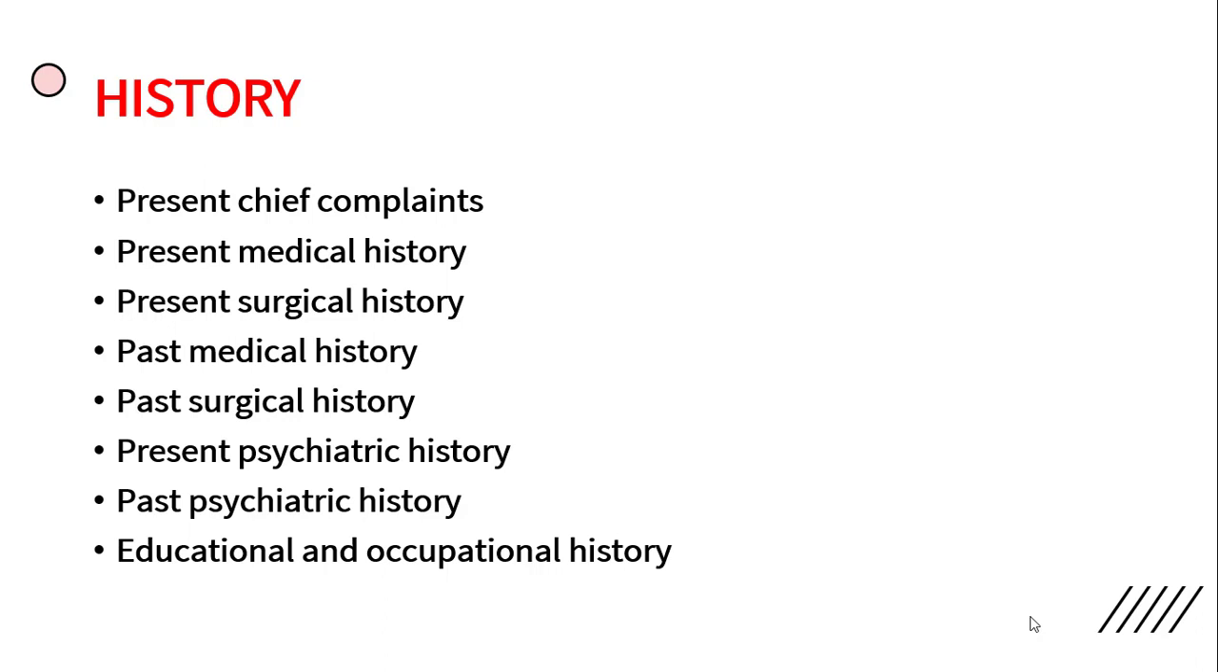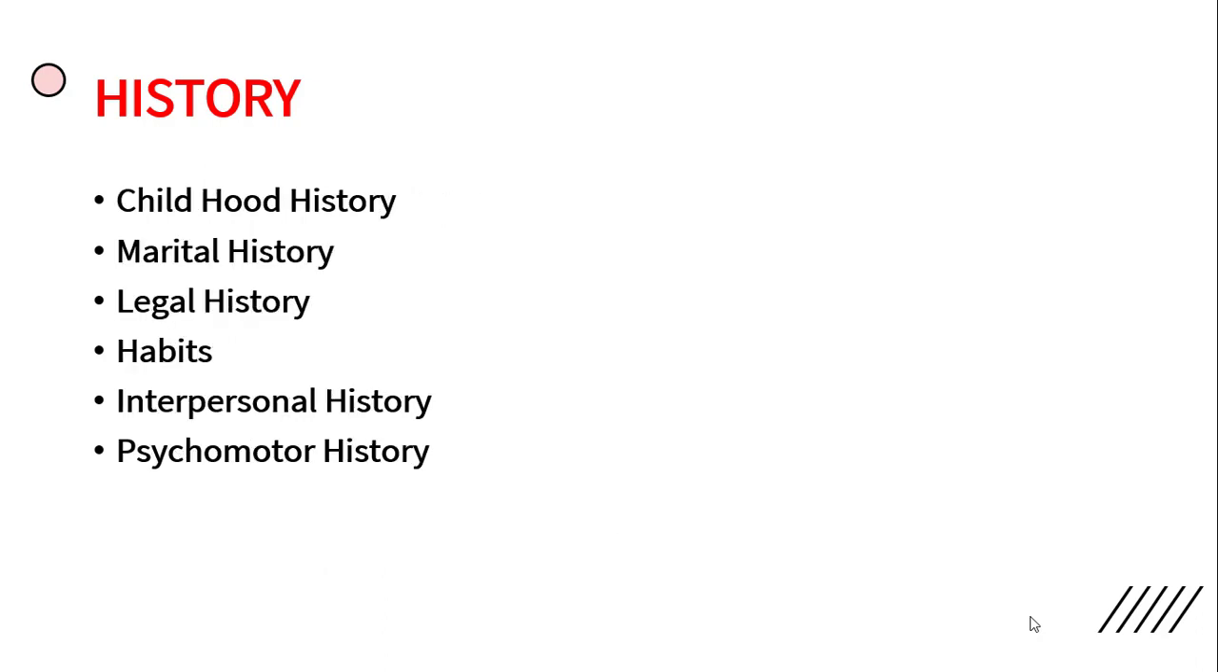Next heading is educational and occupational history. Here you have to write the educational status and occupational status of your patient. Next heading is childhood history. Childhood history is very important because childhood problems may develop into different kinds of psychiatric problems and conditions. So that you have to mention under childhood history.